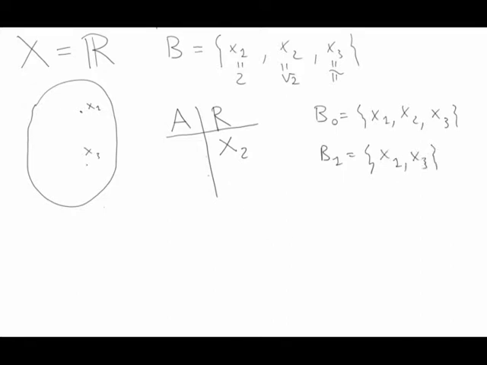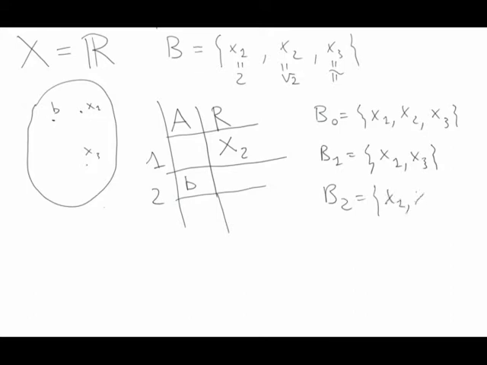Now the second step. This was the first step, remover. In the second step, adder will add 1 point to these 2 points. It can take x3 again, or another point, which we call b. Okay, so we will take a point b. Now our set will be x1, x3 and b.